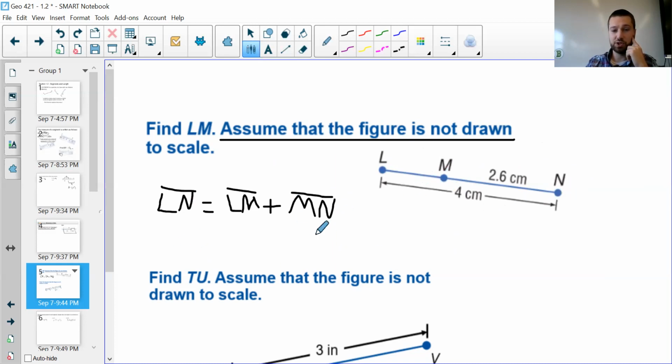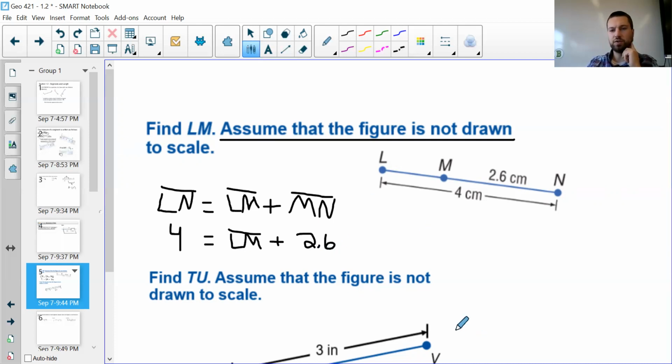Okay, and what that means is we could just put in what we know. We know LN is 4. We don't know LM. That's what we're trying to find, so we will leave it like that. And then we know MN is 2.6.